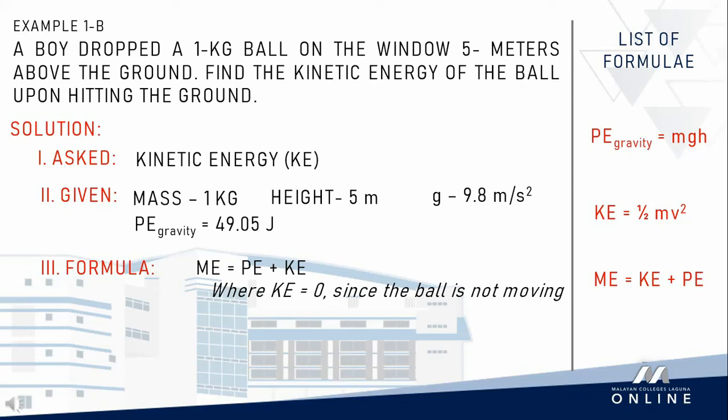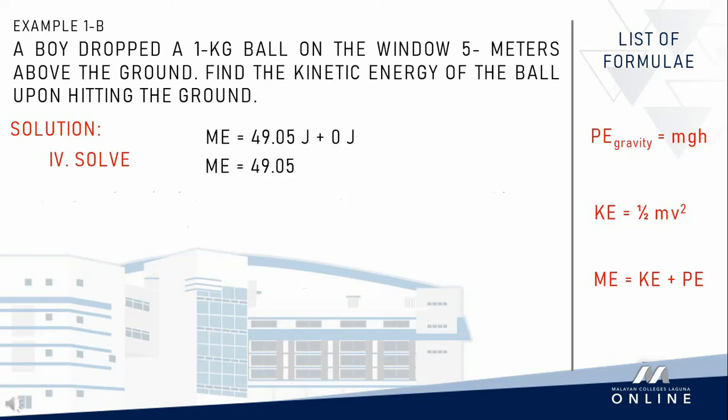Let us analyze again the problem using this equation. Mechanical energy is equal to potential energy, which is the highest position, plus KE, which is the lowest position, where kinetic energy is equal to 0 since the ball is not moving when potential energy is in maximum, right? Then, total mechanical energy is equal to 49.05 joules, which we computed on example 1, plus 0 joule, and this is equal to 49.05 joules.